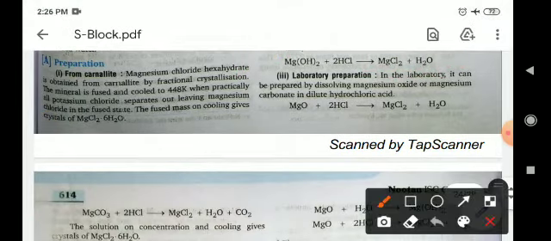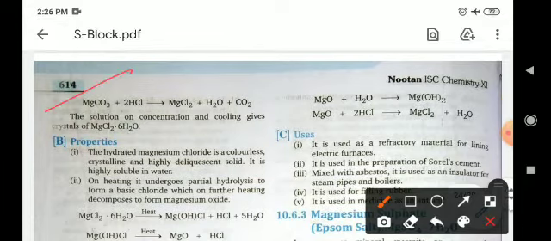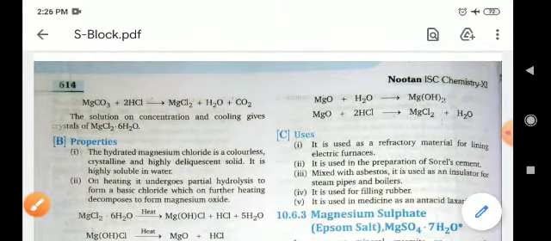Laboratory preparation: in the laboratory, magnesium oxide reacts with hydrochloric acid to form magnesium dichloride and water. Magnesium carbonate reacts with hydrochloric acid to form magnesium chloride plus water plus CO2.